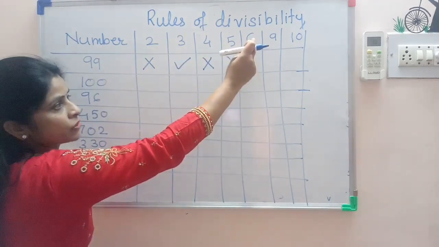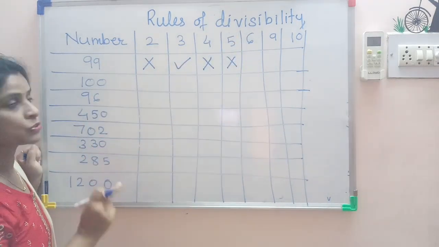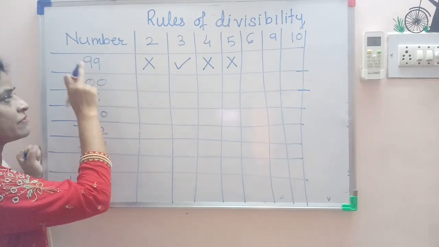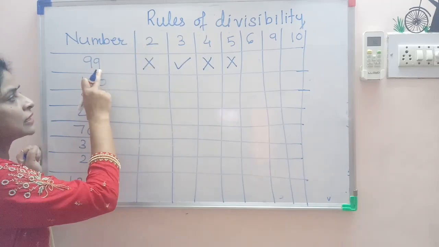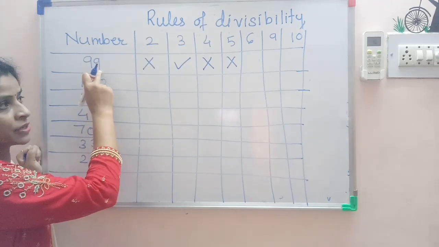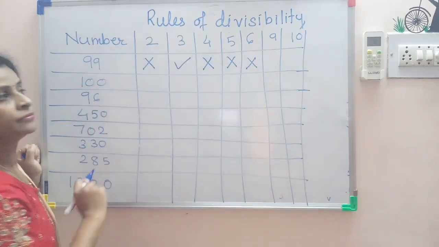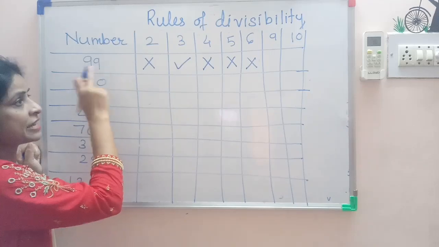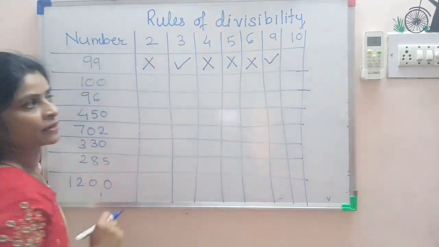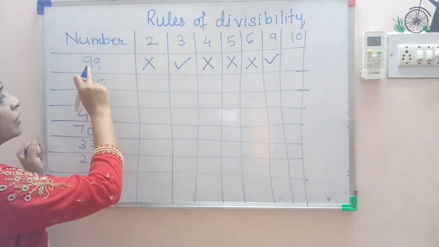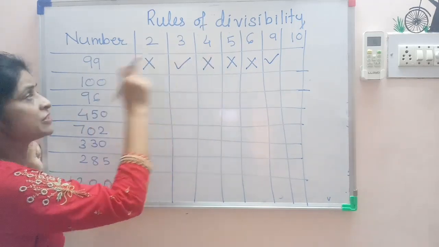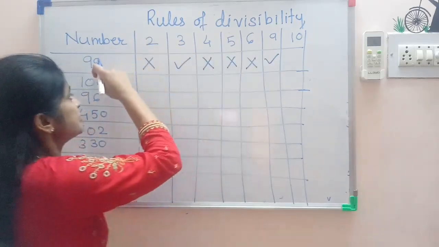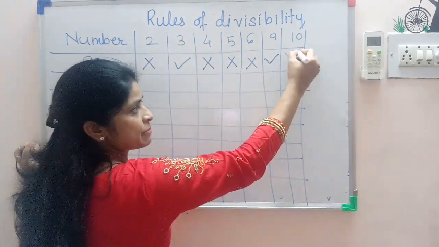Now next, for the divisibility by 6, you have to see the divisibility by 2 and 3. But if you see the divisibility by 2, here the number ends in an odd digit. So it is not divisible by 6. Now again, by 9 you have to add the digits. 9 plus 9 is 18, so it is divisible by 9. Next is 10. Any number which ends in 0 is divisible by 10. Here the number ends in 9, so it is not divisible by 10.